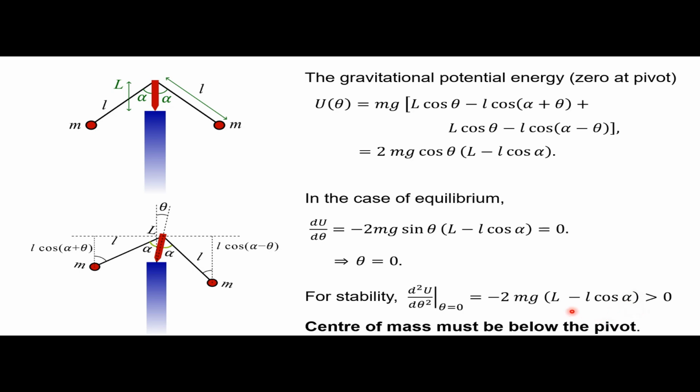This can be positive if capital L is less than l cos alpha. That means the center of mass must be below the pivot point. If this is the case, then we will be having a configuration where we have a stable structure.